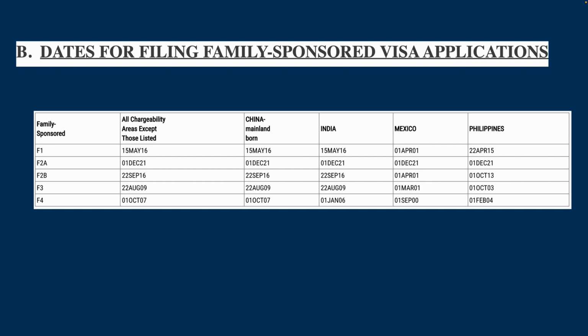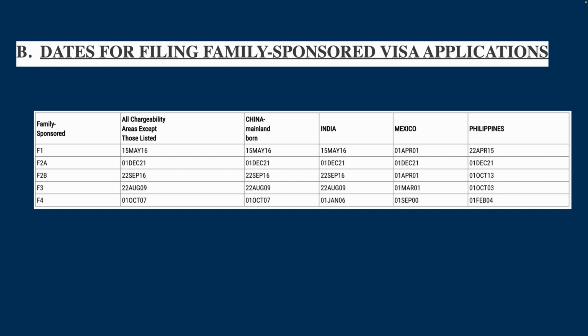For F2B for Philippines, if your date of filing was October 1 of 2013, you may gather all the documents and submit it to the National Visa Center. For Mexico, that was April 1 of 2001. If you filed your family-sponsored F2B on April 1 of 2001, you may gather your documents and submit it at the National Visa Center if you're from Mexico.